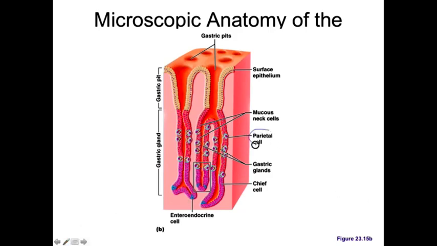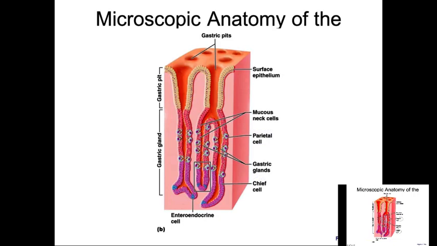These are the gastric pits, and we can see down here the different cells. So here's the parietal cell that makes the hydrochloric acid and intrinsic factor. Then we have the chief cells that make the pepsinogen that needs to be converted to pepsin. The hydrochloric acid that the parietal cells make affects the pepsinogen that the chief cells make and gives us pepsin.